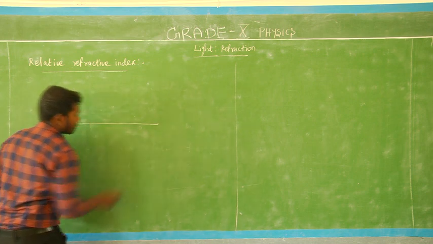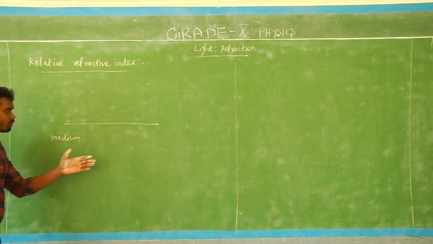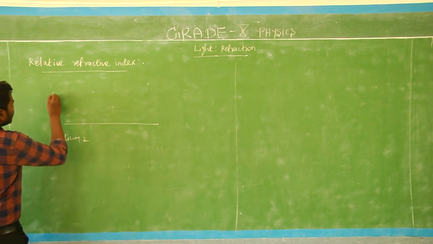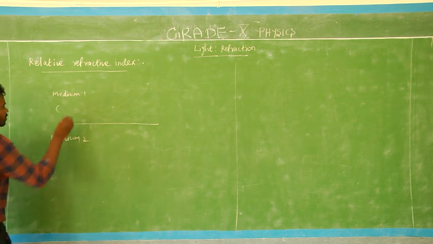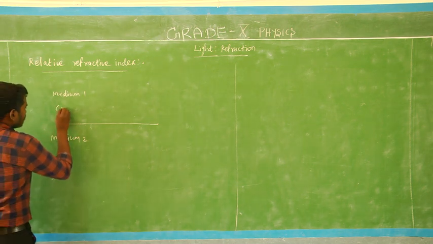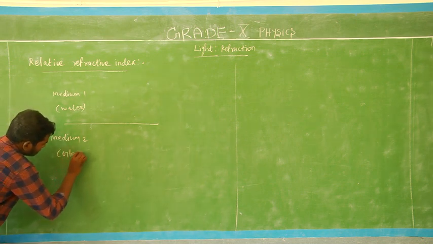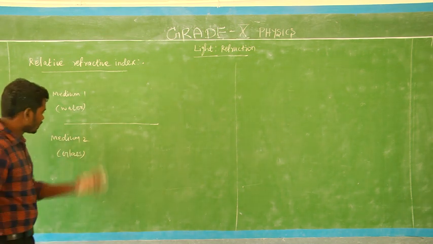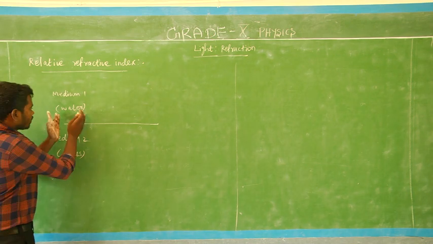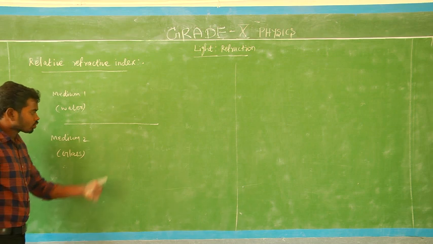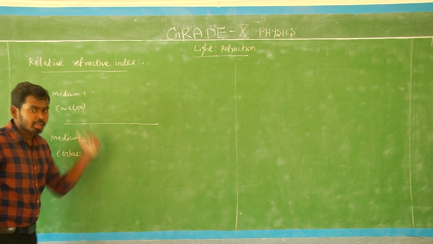Consider two mediums. This is medium 2. Light travels from this medium 2. This is medium 1. For example, medium 1 is water, consider the same water. Medium 2 is glass. Listen here. So this is the optically denser medium. What is the optically rarer medium? Okay. So in the second case, light travels from the optically denser medium into the rarer medium.